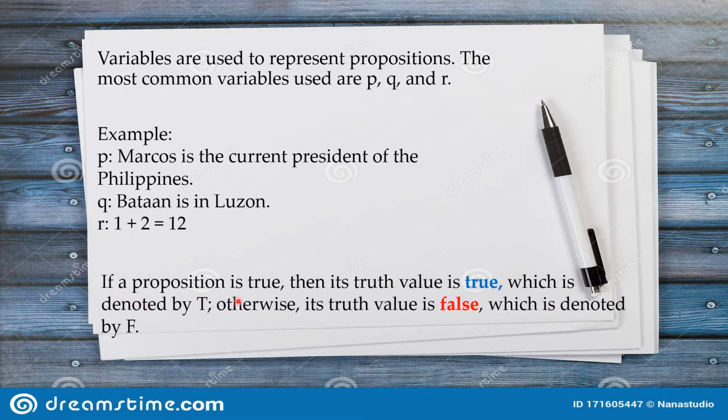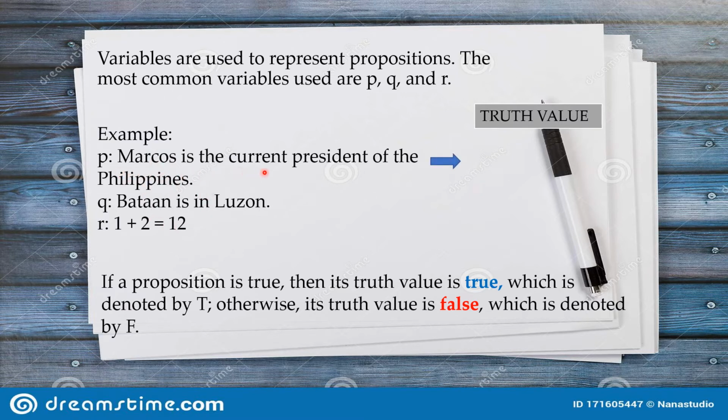If a proposition is true, then its truth value is true, which is denoted by capital letter T. Otherwise, its truth value is false, which is denoted by capital letter F. Let us determine the truth value of these propositions.